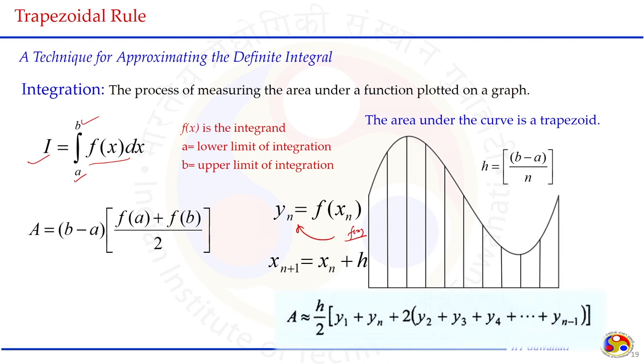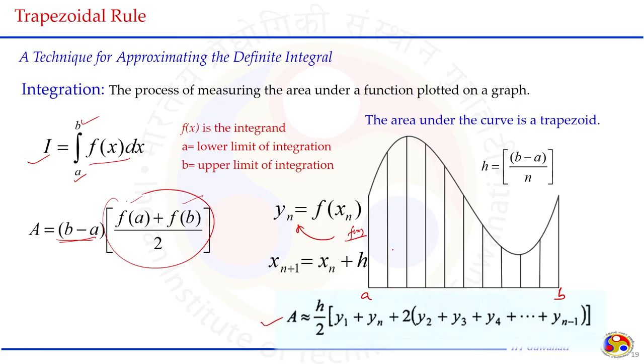For that purpose, the area under the curve can be segmented into equal segments, and the more segments we have, the finer the classification and the more accurate the system will be. For example, if we do not divide this and just calculate the function values f(a) and f(b), take the average and multiply by b minus a, we will get the area under the curve, but that is not actual, it is away from the accuracy. For accuracy, we should divide the area under the curve into different segments and use this formula where h is b minus a divided by n. The more segments you divide into, the h value will be obtained accordingly.